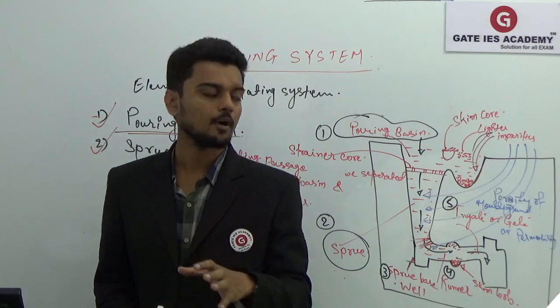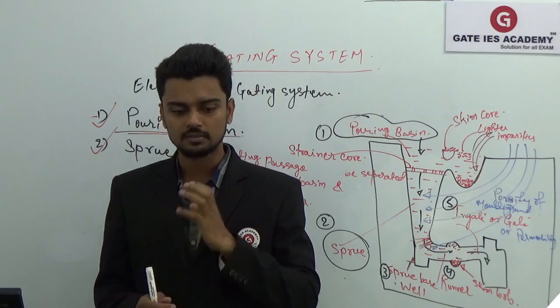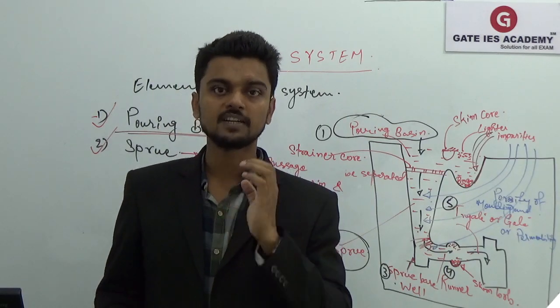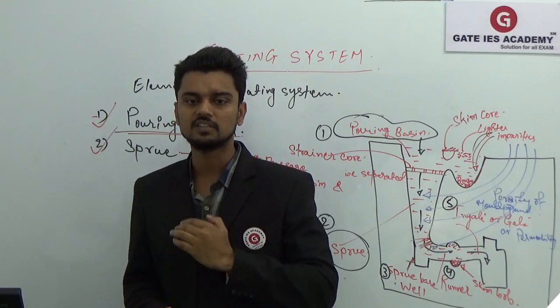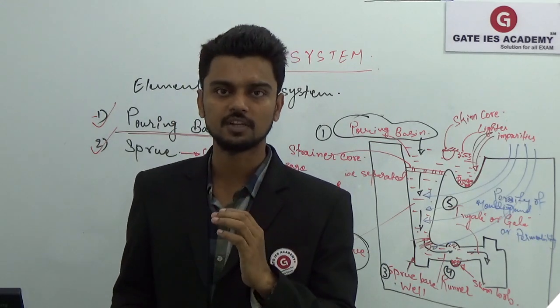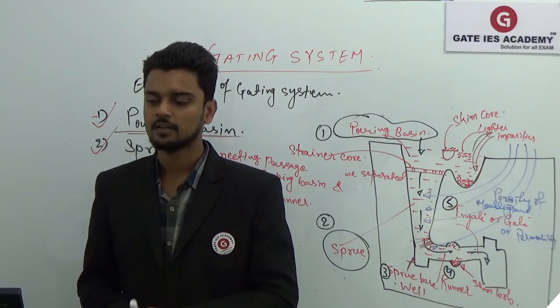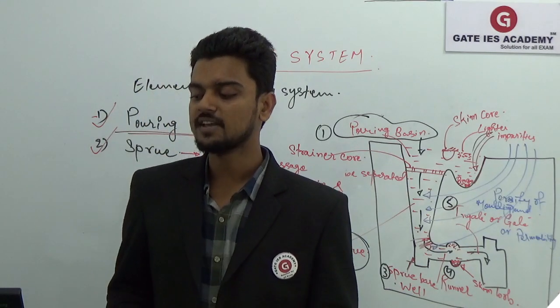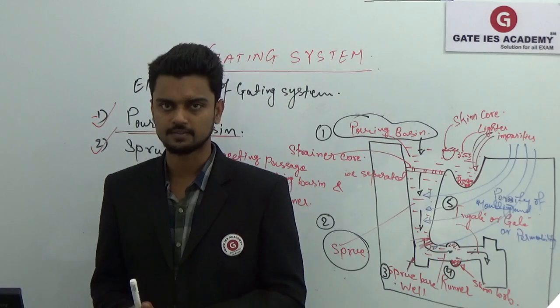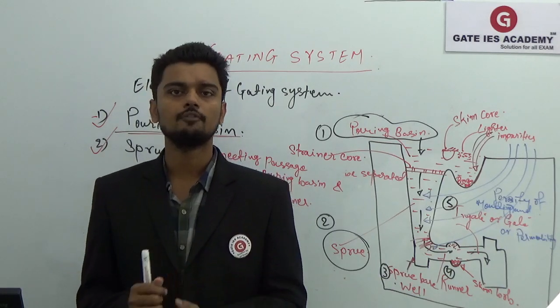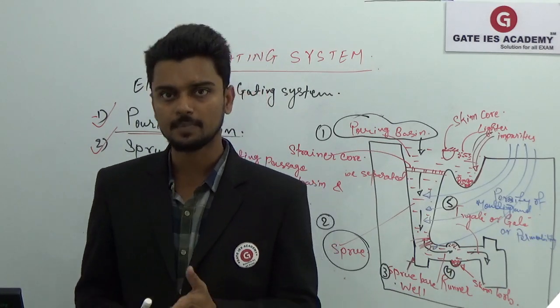Why is the trapezoidal shape of this runner used? Because this uniform trapezoidal shape has the maximum coefficient of discharge, Cd. That is why we use this trapezoidal cross section. It is mainly used for minimizing sand erosion. This runner is used to avoid the sand erosion, the main purpose of using this runner.